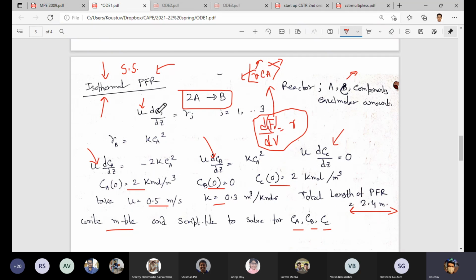So in that way, we do not arrive at these equations, but we start directly with this, and based on this we can write the equation. So instead of CA, CB, CC, we may be interested to write FA, FB, FC in terms of molar flow rate.